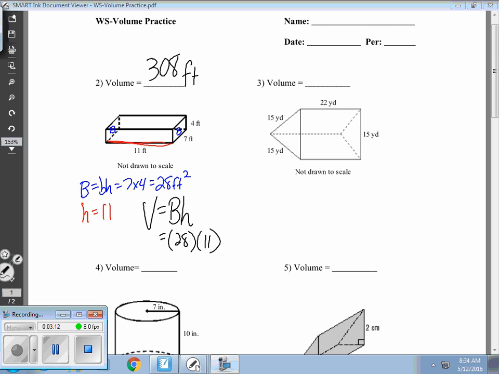That's right. Now that we're doing volume, we're going to do units. Our units are feet cubed. That's when we do an exponent of 3. Okay, so for this worksheet, since we're doing volume practice, it's going to be units cubed.